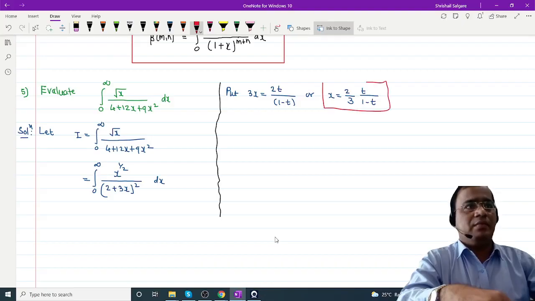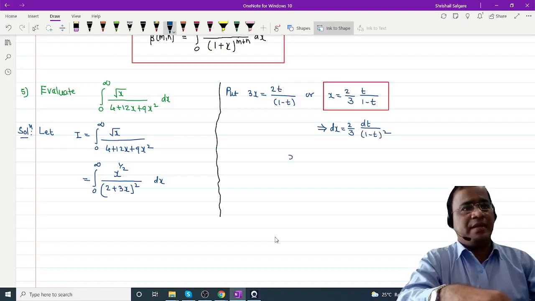Then what happened? Here you have to write dx. In the first example I told you not to calculate it. In this case dx I will write directly as 2 by 3 into dt divided by (1 minus t) whole square. And the given limits for x, 0 to infinity, give new limits for t from 0 to 1.